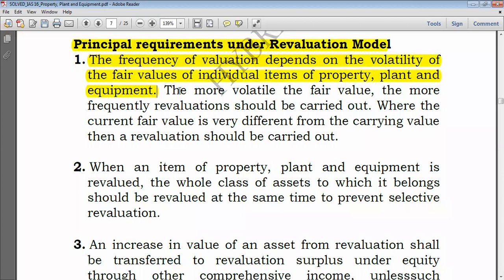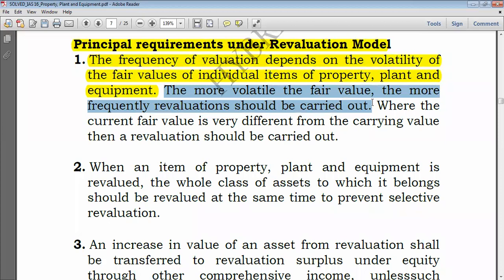But also you have to be careful. Something may be changing frequently, but by a very small margin. If it's changing by a very small margin, you can just neglect it. That's why we say here, the more volatile the fair value, the more frequently the valuation should be carried out.